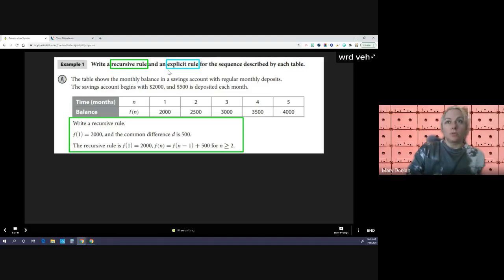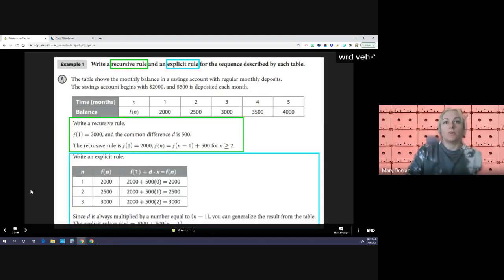And then our next rule is an explicit rule. If we look at the table, this is just taking this table and rewriting it a little bit differently. If n is 1, f of n is 2,000. If n is 2, f of n is 2,500. If n is 3, then f of n is 3,000. And how are we getting these numbers? Just by figuring it out without having to use a previous function.